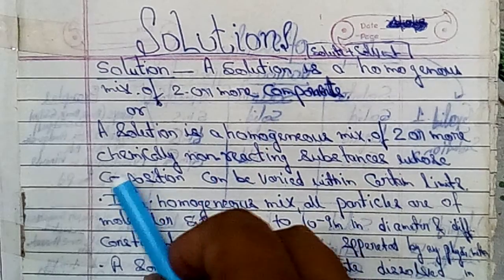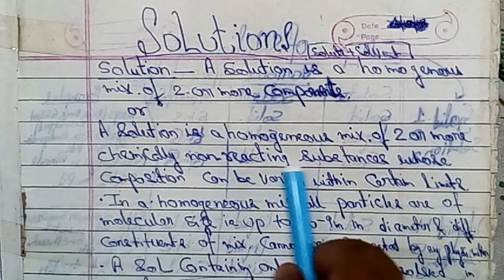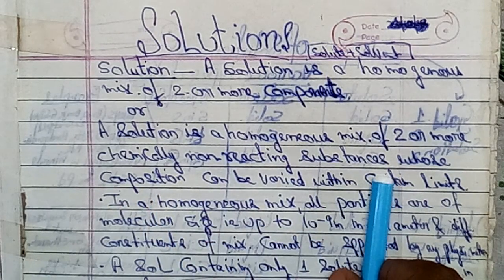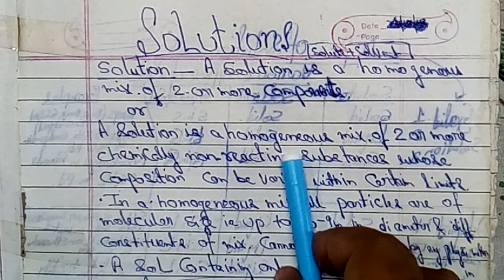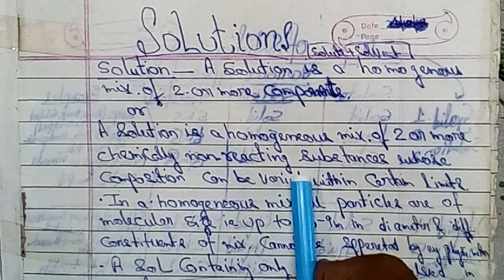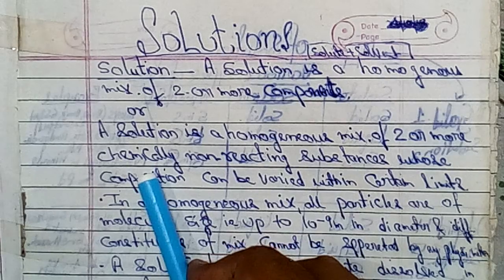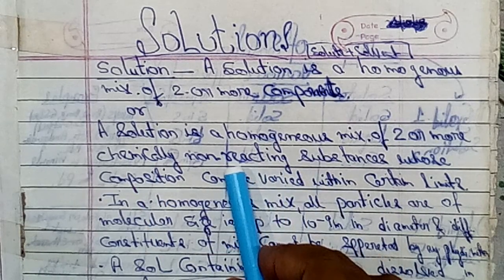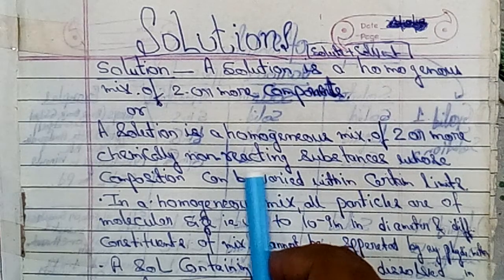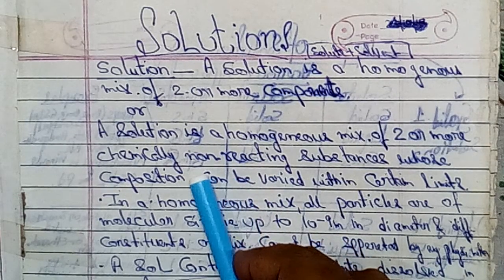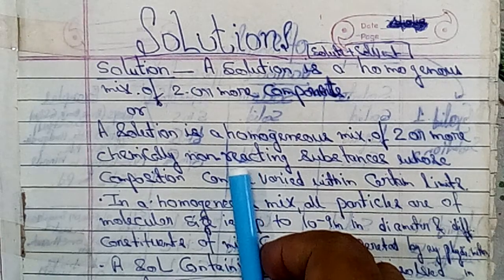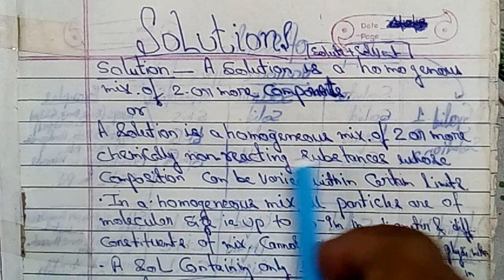Another, more detailed definition: a solution is a homogeneous mixture of two or more chemically non-reacting substances. So a solution is a homogeneous mixture of what? Two or more chemically non-reacting substances. That is very important: the substances present in the mixture are not reacting with one another. For example, sand plus salt. If sand and salt are taken, that will be an example of chemically non-reacting substances.